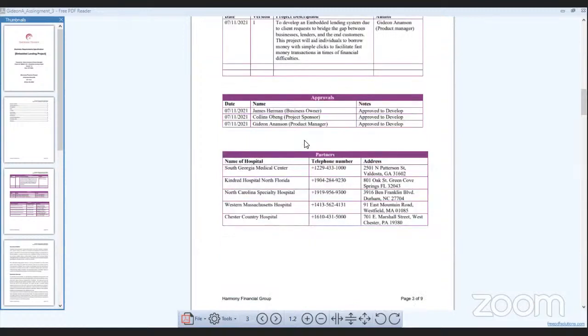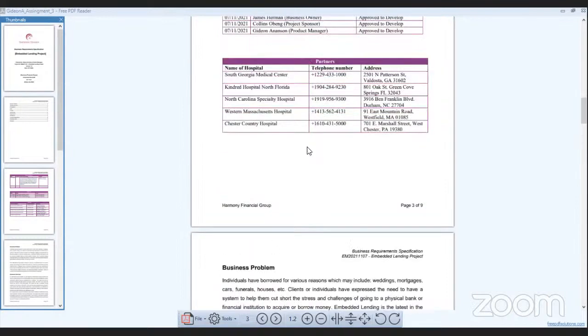So I have some few stakeholders, or let's say members, or part of the project. I should have put a lot of them, but I just put a few. And the partner hospitals, this to name just a few of them. That's South Georgia Medical Center, Kindred Hospital, North Florida, North Carolina Specialty Hospital, Western Massachusetts Hospital, Chester County Hospital.